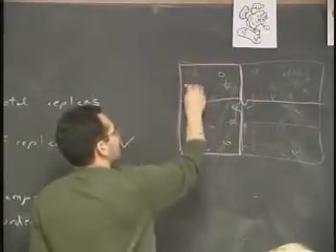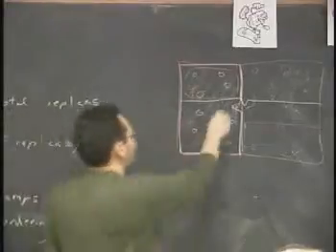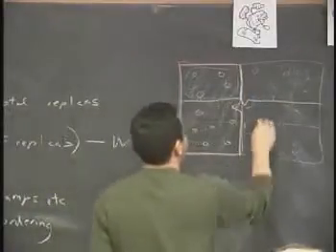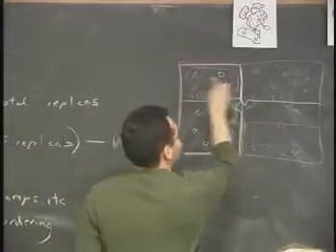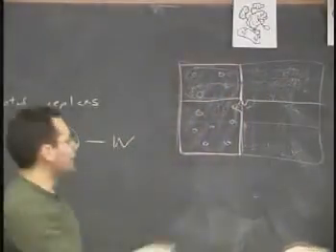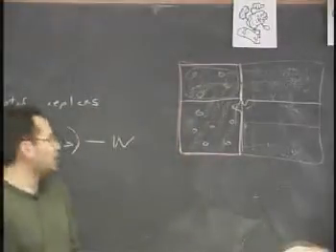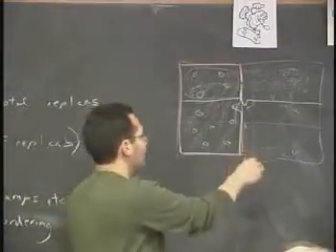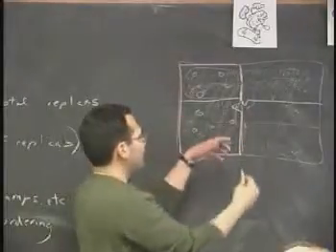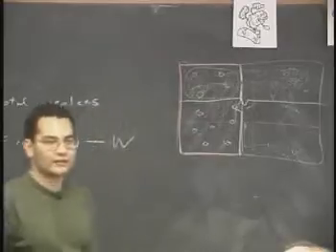Well, what's going to happen is that all of these here are going to have the most recent value. These are going to have the older version. But when you take a read quorum of these, any read quorum that you take is going to include at least one member of this most recent write.